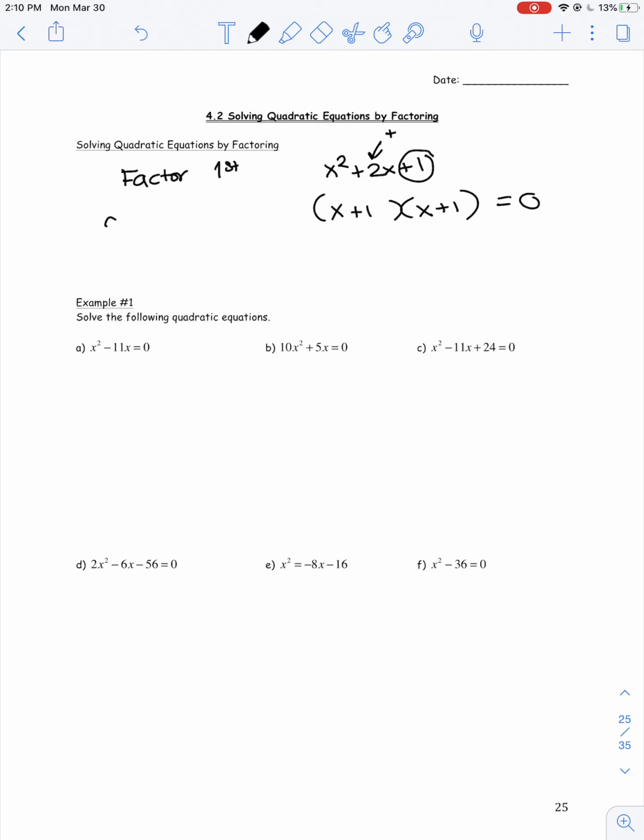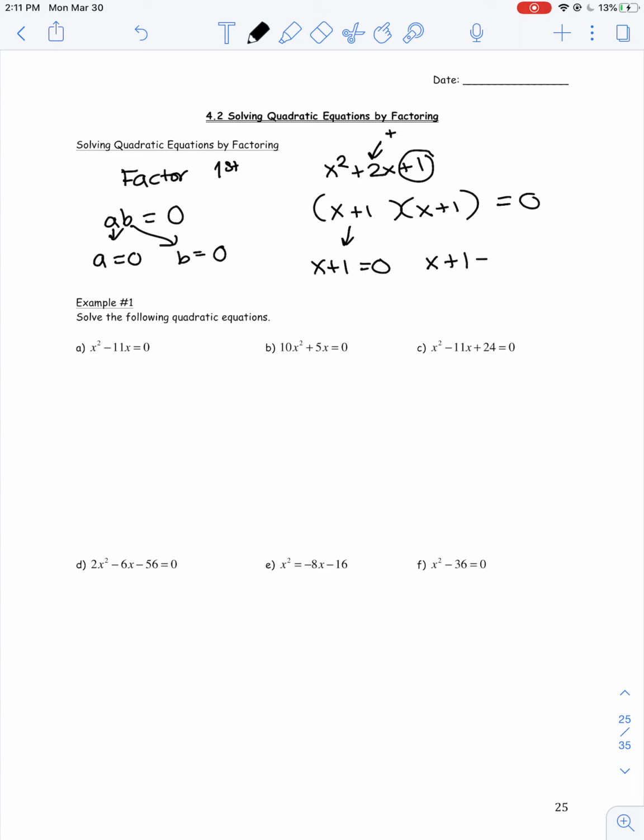So we're going to do something called the zero product rule. So let's say I have a and b equaling 0. That means that a could equal 0 or b could equal 0 or both could equal 0. Because if a is equal to 0, the whole thing becomes 0. Or b could equal 0 and make the equation equal to 0. So that's what we're going to do.